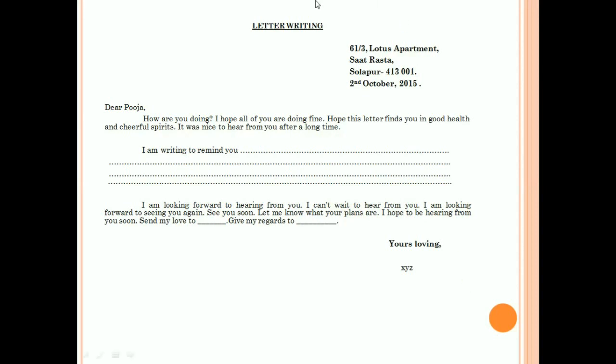The letter has to be in proper alignment. The address and everything, even the Yours loving, has to be in proper format, one below the other.